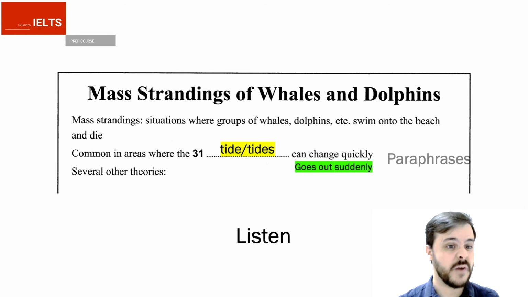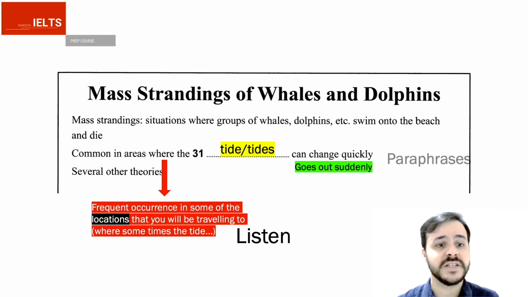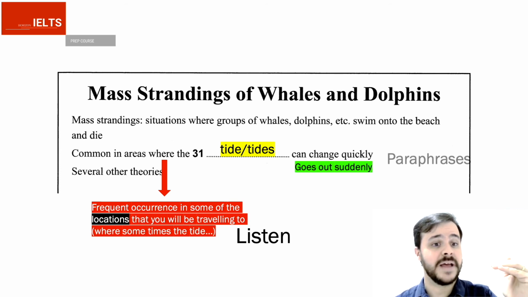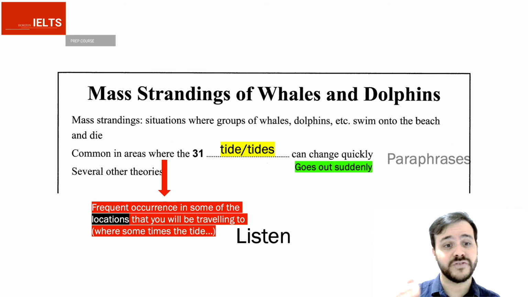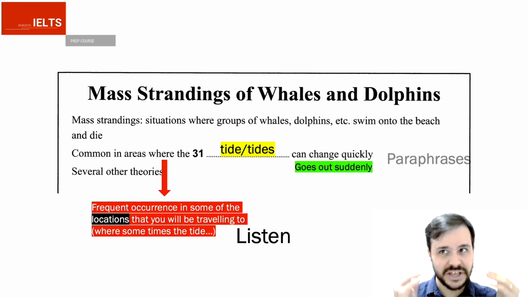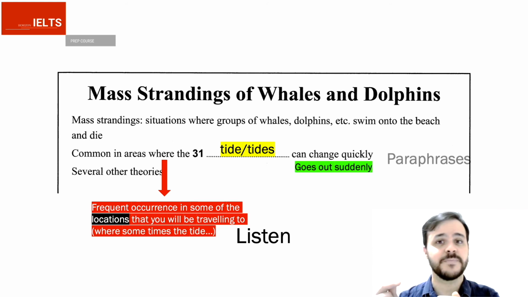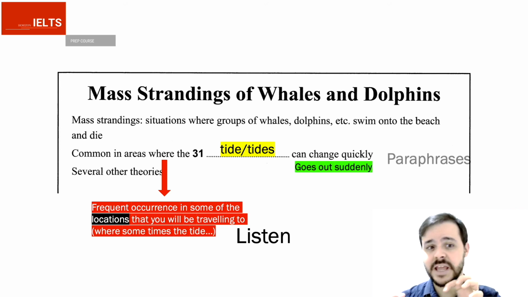Another point that is very important too is when you read common in areas where in the beginning of this phrase, the recording is frequent occurrence in some of the locations that you'll be traveling to, where sometimes the tide goes out suddenly. So you see that the word common and frequent occurrence have the same meaning. Where and after this we have in some of the locations. So after this point, your brain must expect that the next word is the correct answer. But it is not. They put something in the middle.